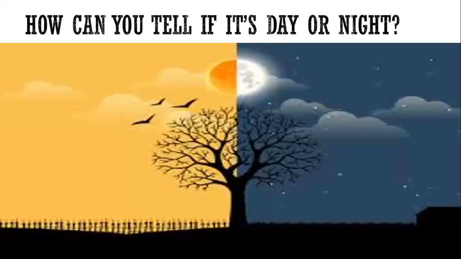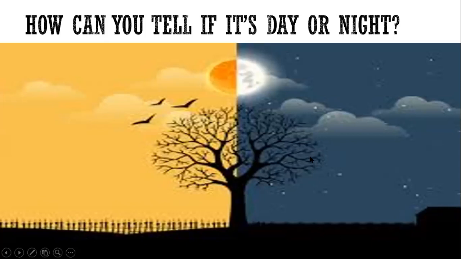Here in this picture, it asks, how can you tell if it is day or night? How can you differentiate between both of them? For example, on the left side of the picture, it is day, and on the right side of the picture, it is night. Why? Because in the left picture, you can see the sun, and there is a lot of light. The sun is shining, its light is everywhere, the birds are moving, and it is bright.